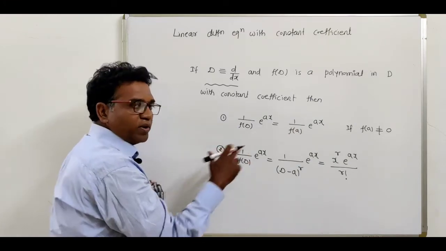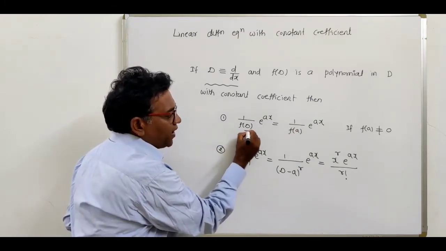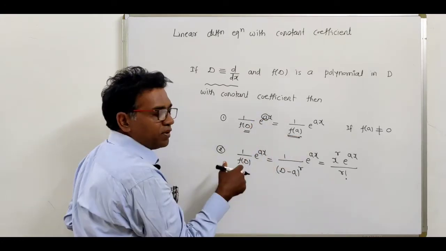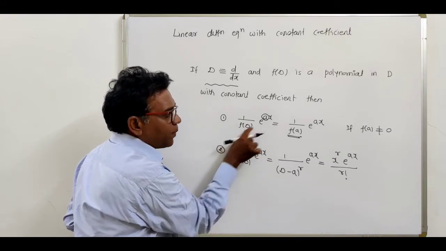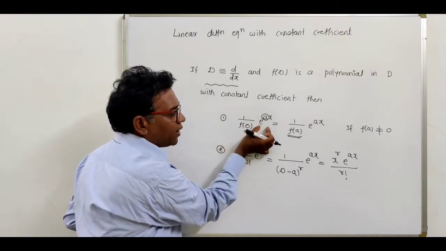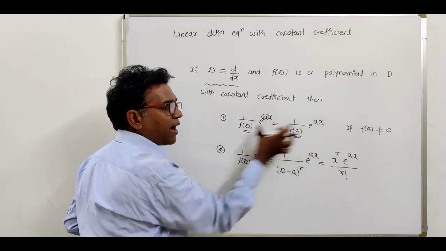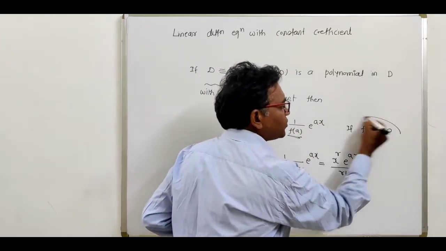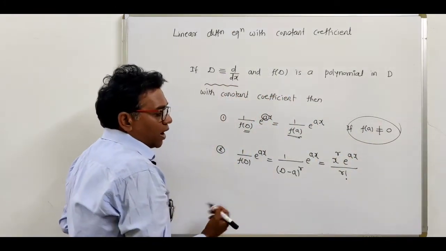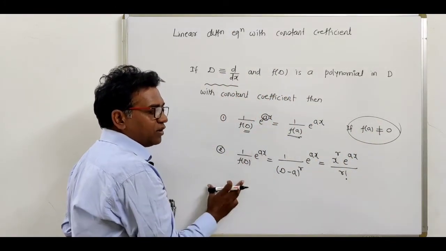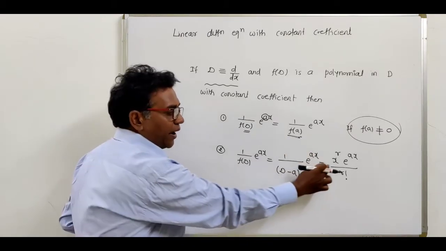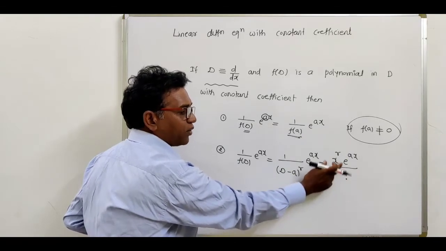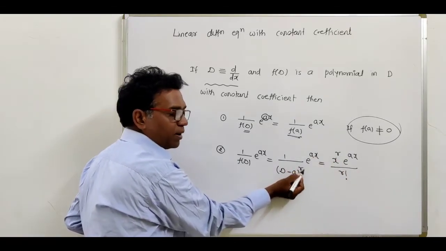Now see what is this formula. Just replace this D by this quantity a. 1 upon f(a) into this exponential term as it is. Now this formula is valid for the non-zero denominator. And if the denominator is 0, then this is the formula: x raised to r into e raised to ax divided by r factorial. Here r means this power number.